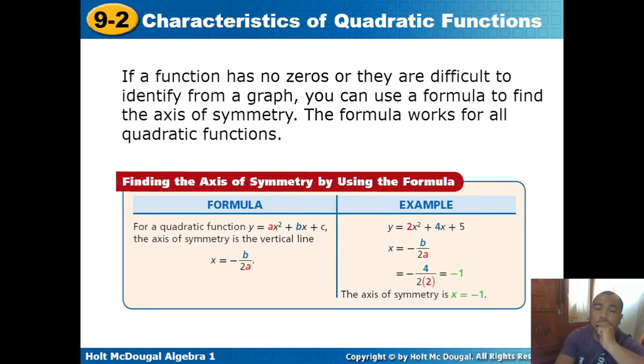For a quadratic function y equals ax squared plus bx plus c, the axis of symmetry is the vertical line x equals negative b over 2a. So for example, we have here the quadratic function y equals 2x squared plus 4x plus 5. What is the axis of symmetry? The formula is x equals h, or x equals negative b over 2a. b is 4, a is 2. So substitute: negative 4 over 2 times 2. It's negative 4 divided by 4, negative 1. x equals negative 1 is the axis of symmetry of this quadratic function y equals 2x squared plus 4x plus 5.